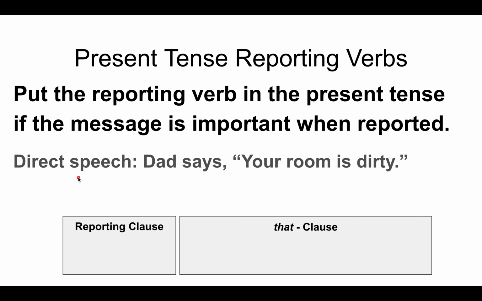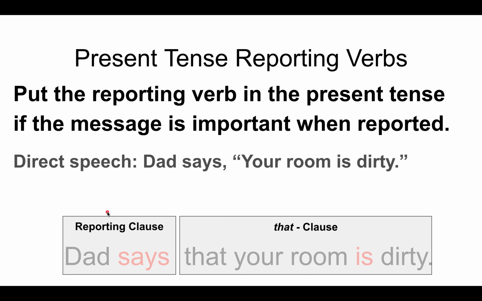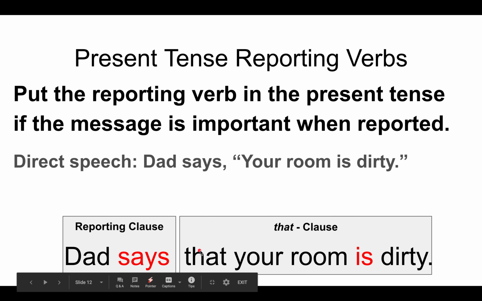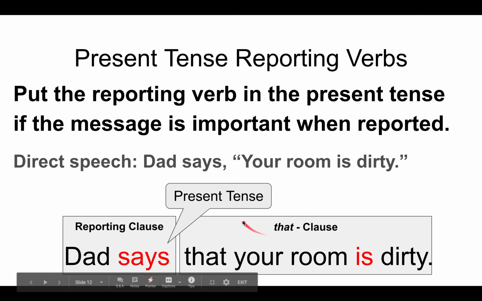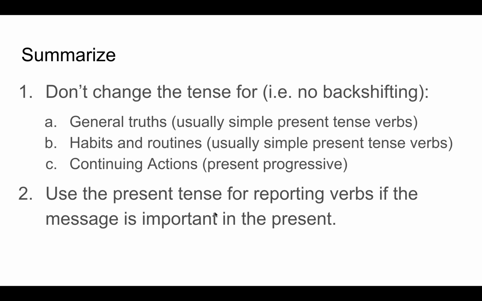So for example, my direct speech example. Dad says your room is dirty. Okay, this message is important in the present. The boy needs to clean his room. Of course. So indirect clause, nothing changes. Dad says that your room is dirty. Okay, there is no change in the verb. And again, it's the present tense. The reason we use this is because the message is important in the present moment when it's being reported. Let me move on now.